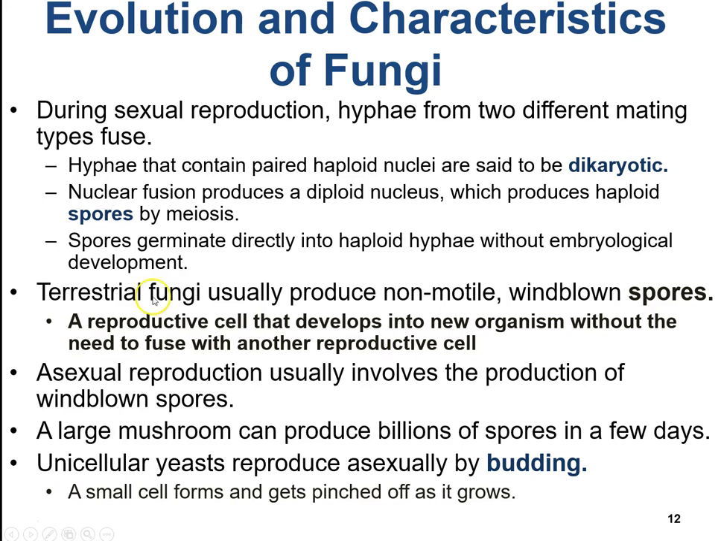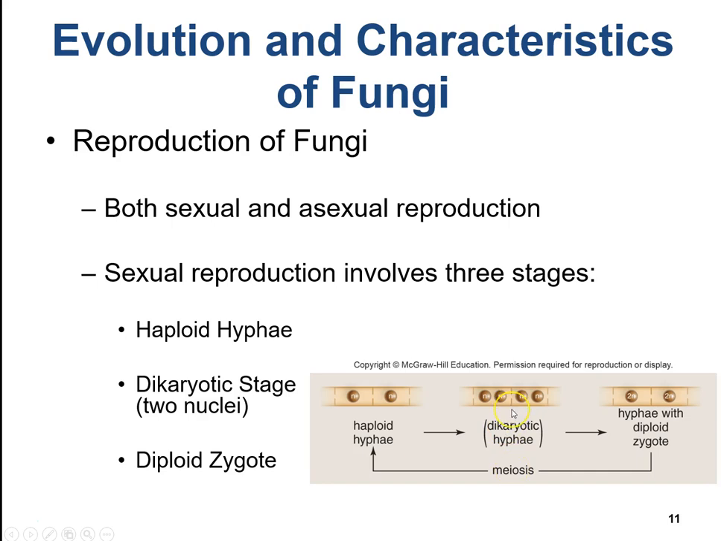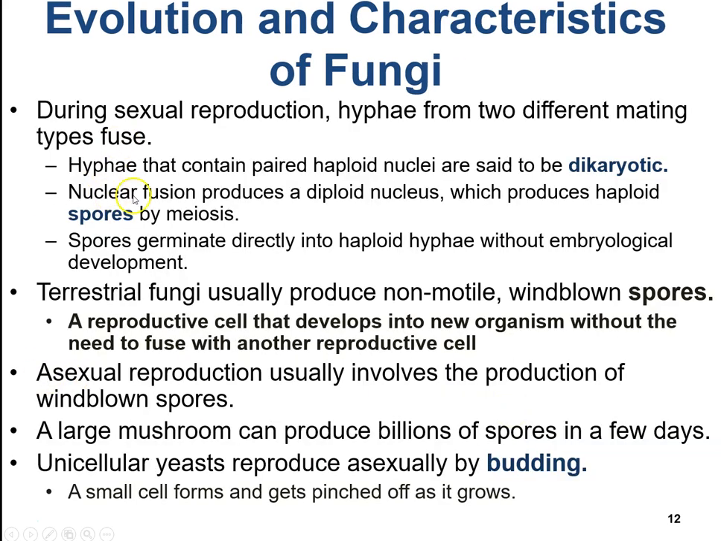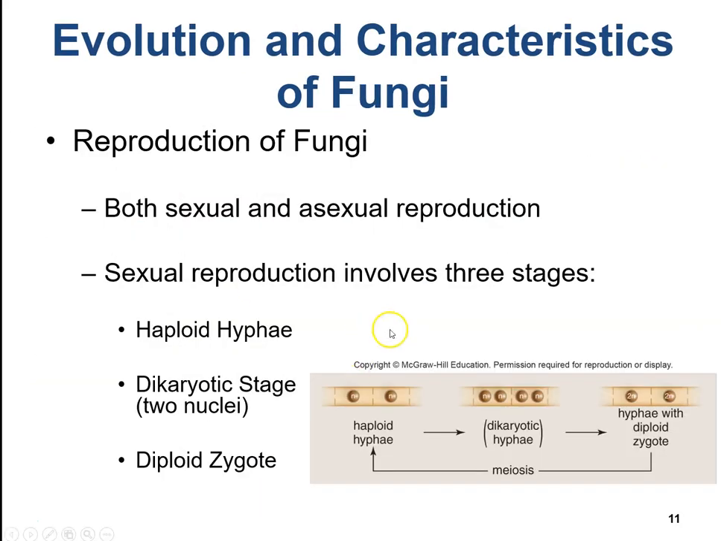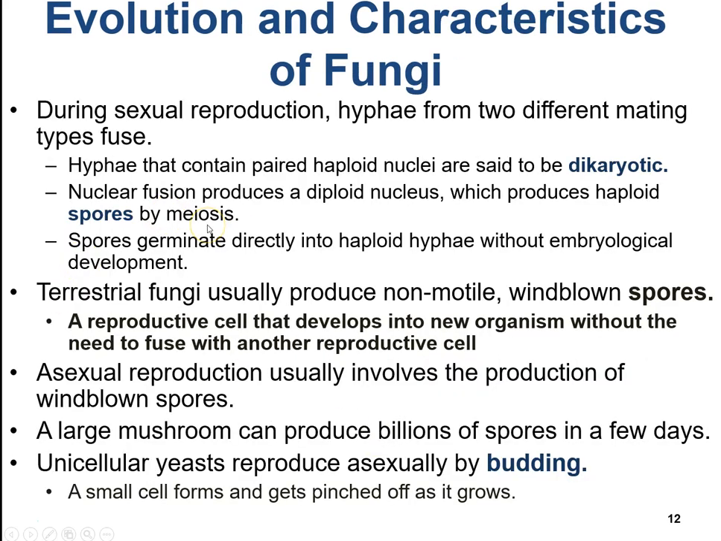All right, so let's go through this a little bit more. That's going back to that picture. It says hyphae from 2 different mating types will fuse, and you'll get this dikaryotic stage. That's where this comes from, okay? And then eventually you can get these haploid spores that will form, okay? And then those spores will germinate and carry out development and make a new fungi, okay?